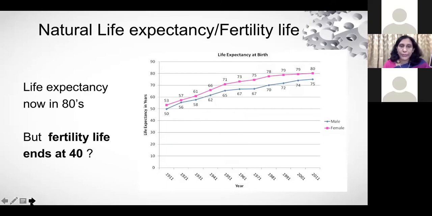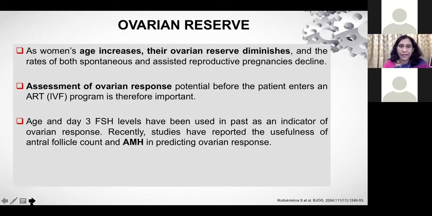As we all know, with recent medical advances, life expectancy has now moved up to 80 years. But unfortunately, fertility life still ends at 40. That is because as a woman's age increases, her ovarian reserve diminishes. Both the rates of spontaneous and assisted reproductive technology pregnancies decrease. Therefore, assessment of ovarian response potential is important before any treatment program is made.